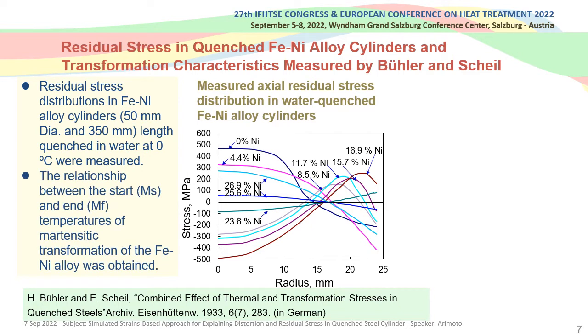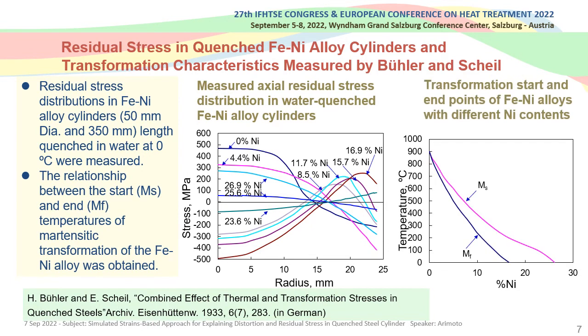The relationship between start and end temperature of martensitic transformation in iron-nickel alloy and nickel content is investigated and shown in the right figure. Note that diffusion-type transformation does not occur in iron-nickel alloys.